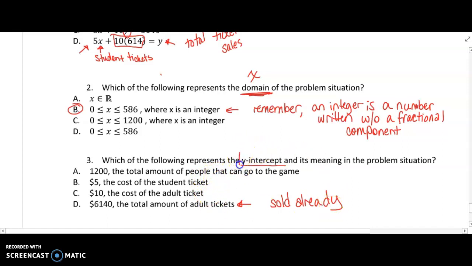So if we're talking about a y-intercept, where something is going to start and something that's going to stand alone, we're talking about the amount that has been sold, where the graph is going to begin. Okay, and so that has got to be D.